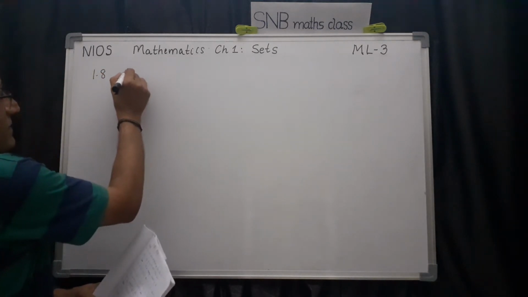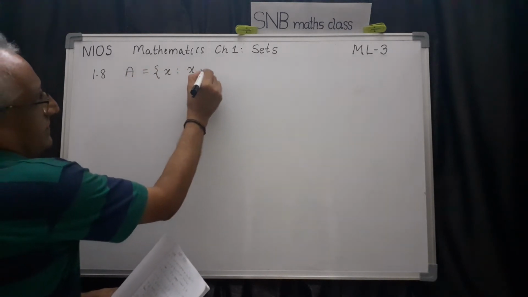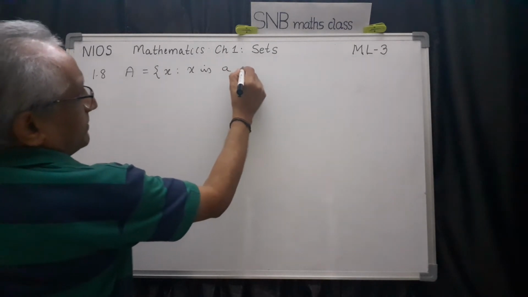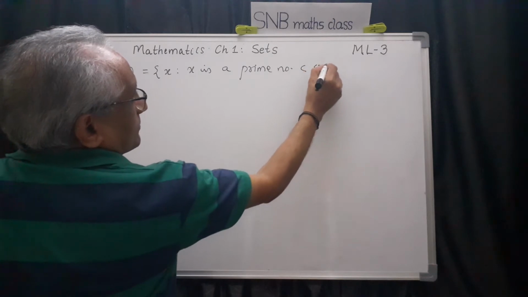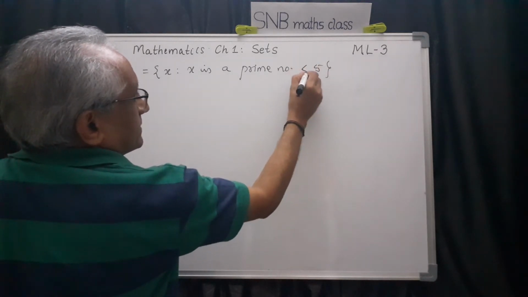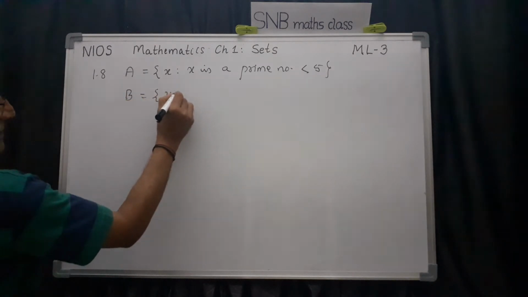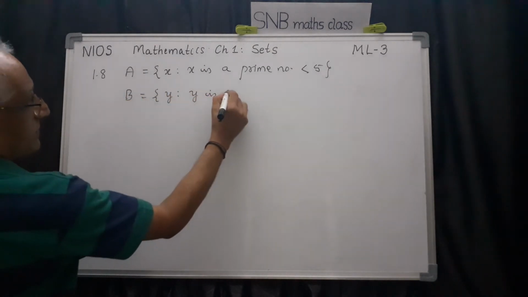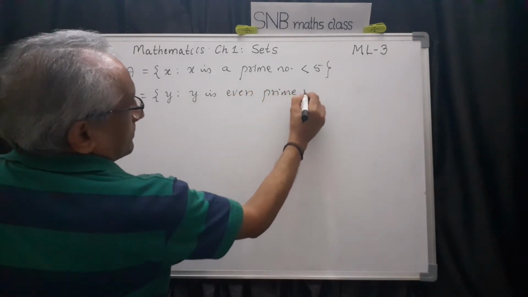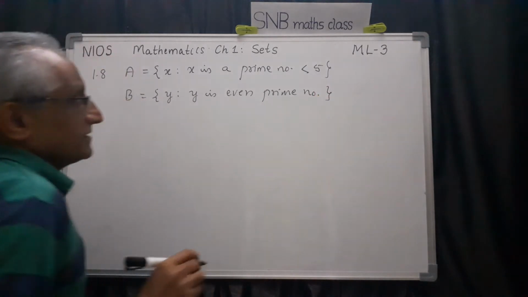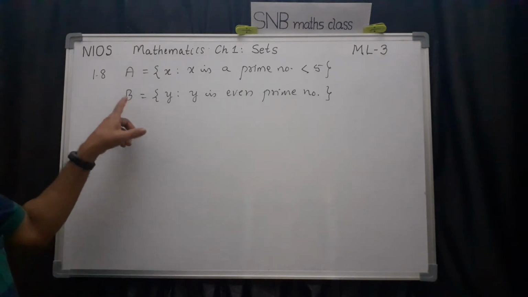See, two sets are given. A equal to, first set is x such that x is a prime number less than 5. So this is the first set. Less than, this means less than. And B is the set y such that y is even prime number. So these are the two sets. Now the question is, is B a proper subset of A?